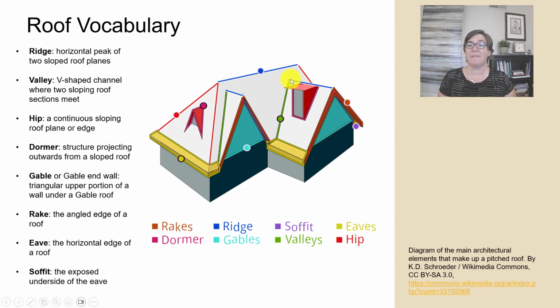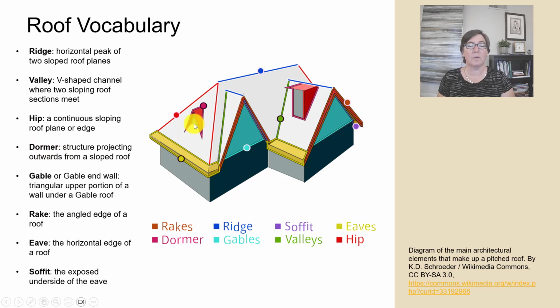Next, we have a valley, and it's this green line right here, a valley. So if a ridge is this piece, a valley is this one, all right? It's kind of a V-shaped channel where two sloping roof sections meet, and it's a V in the downward direction. All right, next, let's learn about a hip. This is an edge of a roof plane, and it's sloping. All right, so this piece right here is called the hip. We've got one right here as well.